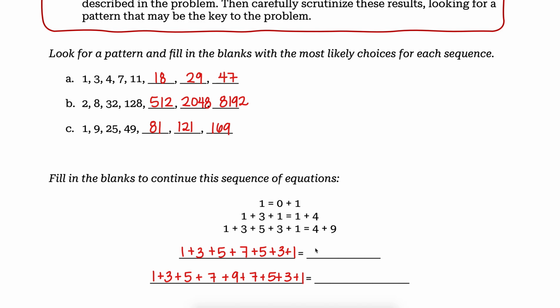So if I continue that, I would have 3 squared plus 4 squared, which is the same thing as 9 plus 16. And then the following would be 4 squared plus 5 squared, or 16 plus 25. And you can double check. With this first one that's handwritten here, 9 plus 16 is 25. And if you add 1 plus 3 plus 5 plus 7 plus 5 plus 3 plus 1, if you add those together, you will get your 25. So there is our pattern there.